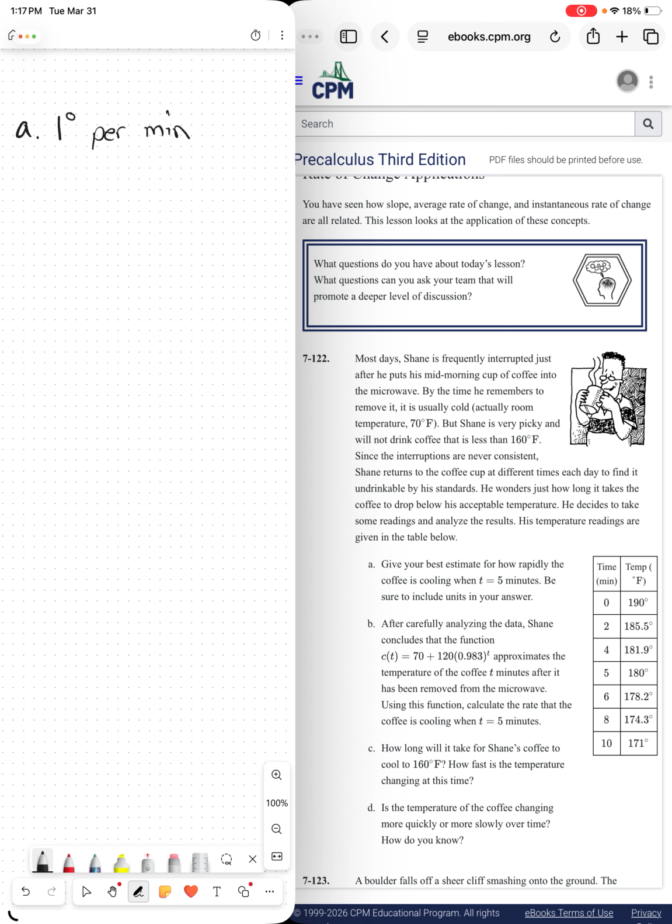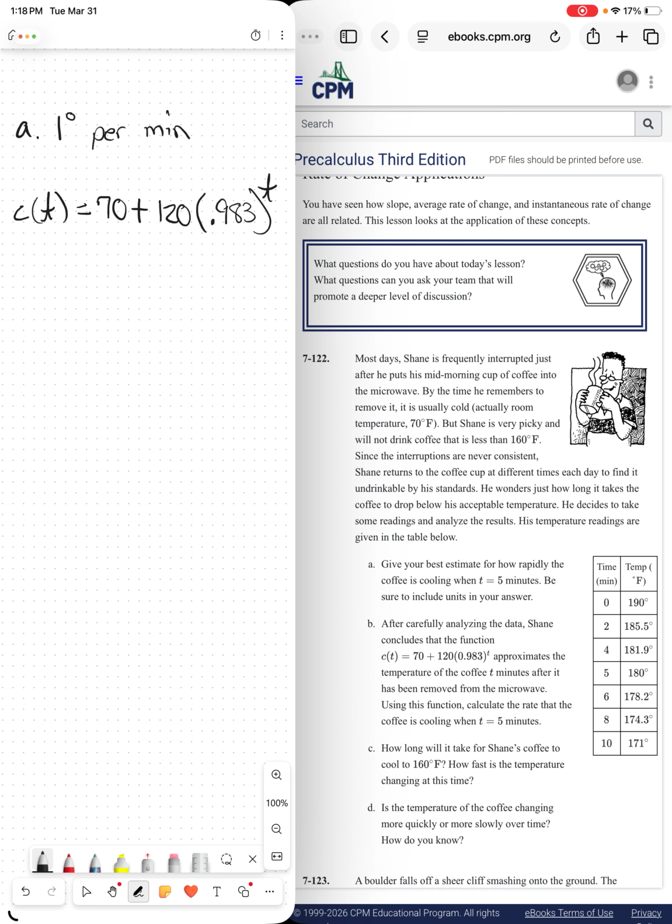B, after carefully analyzing the data, Shane concludes that the function, so now we have a function, C of T, equals 70 plus 120 times 0.983 to the T. Approximate the temperature of coffee after it has been removed from the mic. Using the function, calculate the rate at which the coffee is cooling at T equals 5 minutes.